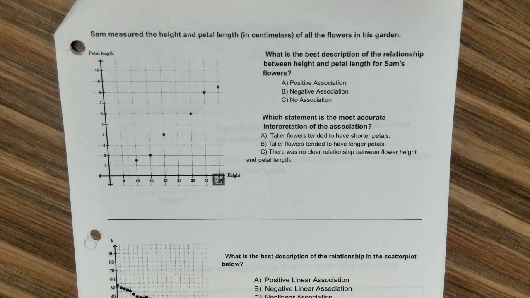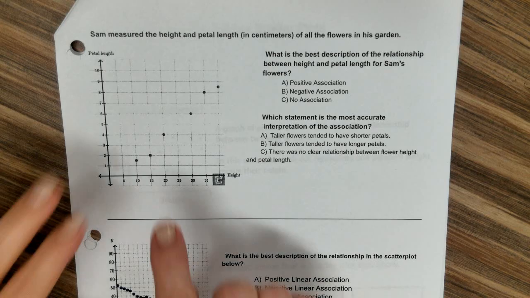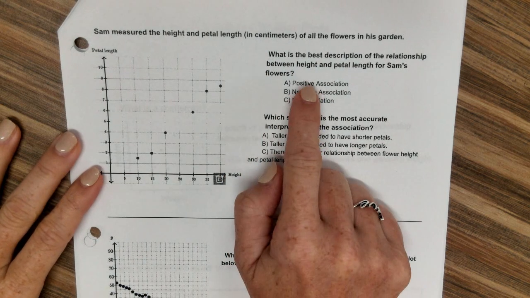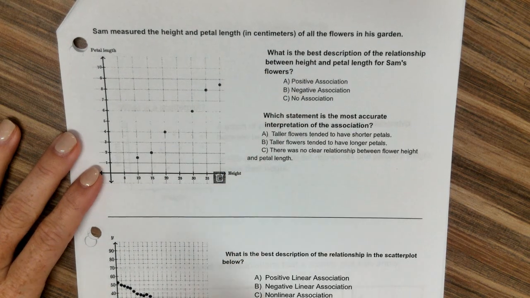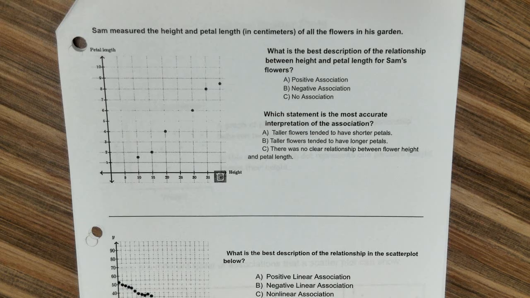Sam measured the height and petal length of all flowers in his garden. Y'all know what petals are, right? Like the little things coming off the flowers? Okay? It says, what is the best description of the relationship between height and petal length for Sam's flowers? So I want you to look at the graph and answer if it's positive, negative, or no association. Don't say your answer, circle it.